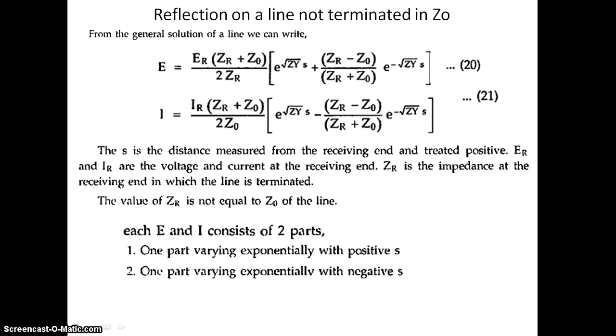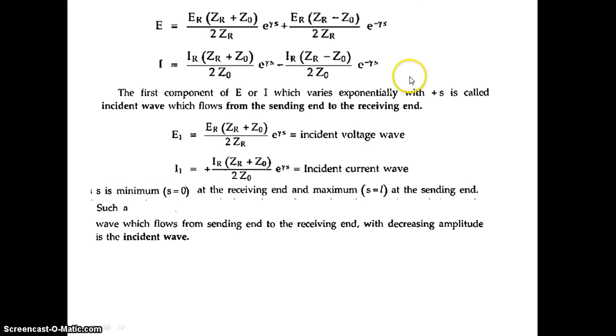This is the general solution of a transmission line which you have derived. Considering these two equations, here S is the distance measured from the receiving end and rated positive. ER and IR are the voltage and current at the receiving end, ZR is the impedance at the receiving end, and Z0 is the characteristic impedance. There are two components: the first component varies exponentially with positive S, and the second component varies exponentially with negative S.